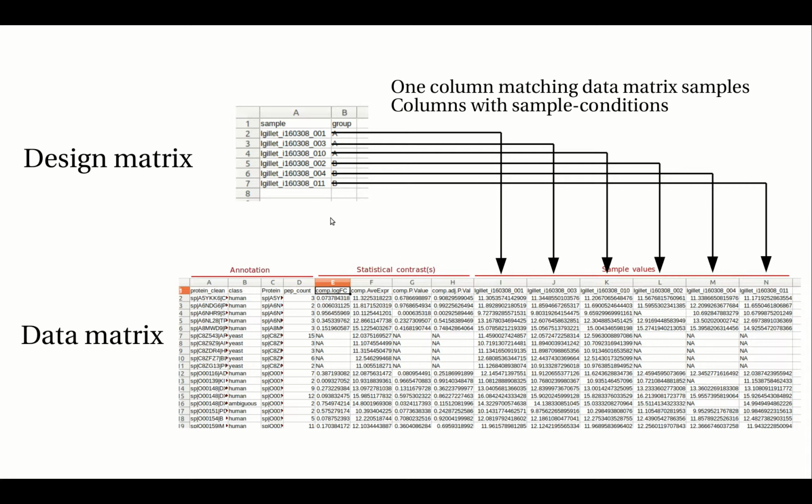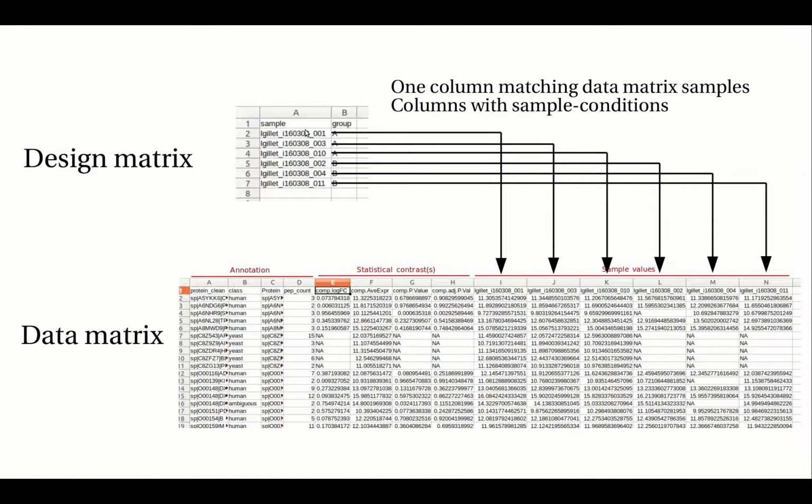Two types of matrices that you need to keep track of. This is your input for OmicLoupe. First, you have the design matrix, which consists of the information about your samples. So you have one column with your sample names, and then you have one or multiple columns with different conditions for the samples, so which biological group or different technical conditions.